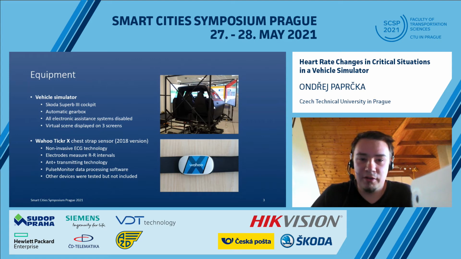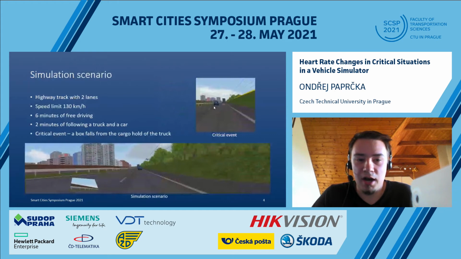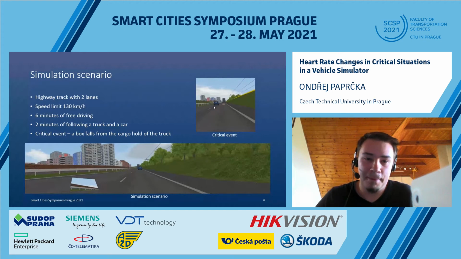The simulation scenario consisted of a highway track with 2 lanes. There was the standard speed limit, the Czech standard, 130 kilometers per hour. Each participant had approximately 6 minutes of free driving, followed by 2 minutes of following a truck and a car, as you can see in the pictures. And then the critical event happened, which was that a cargo box fell from the cargo hold of the truck that the driver was following.